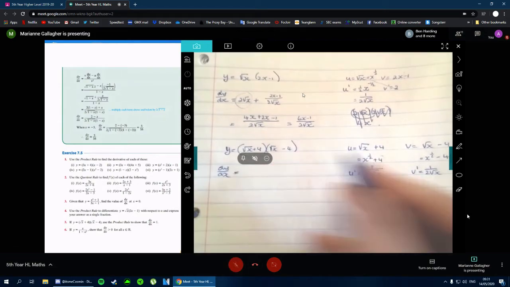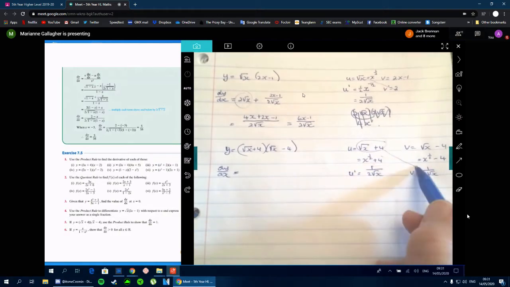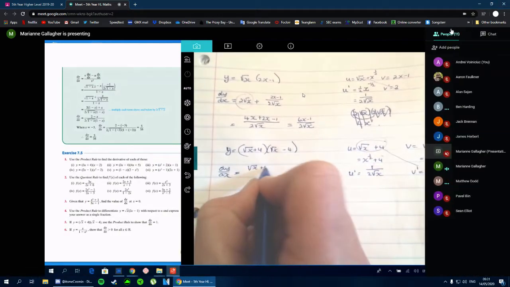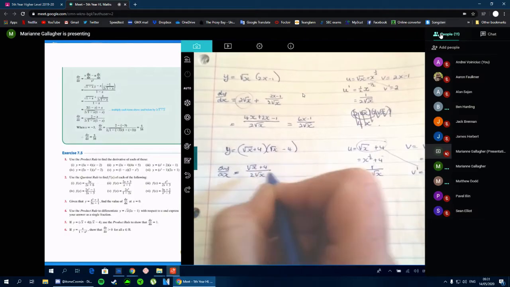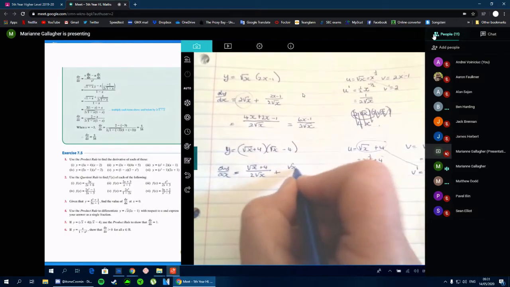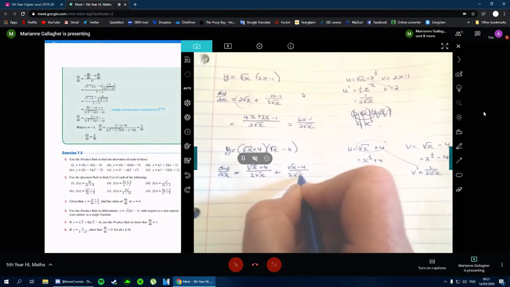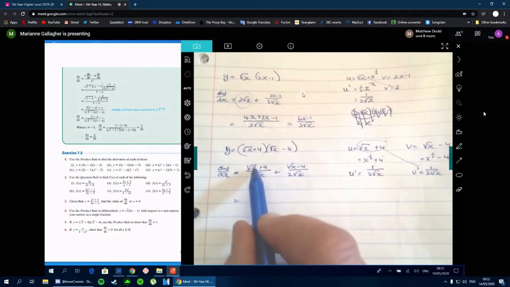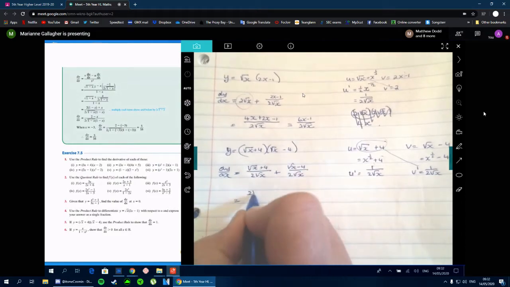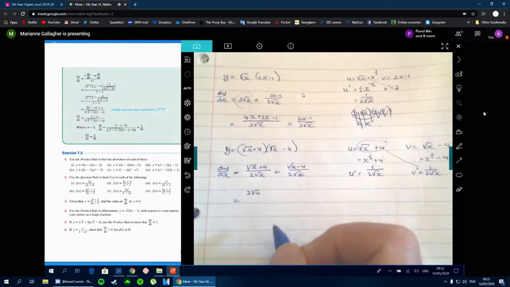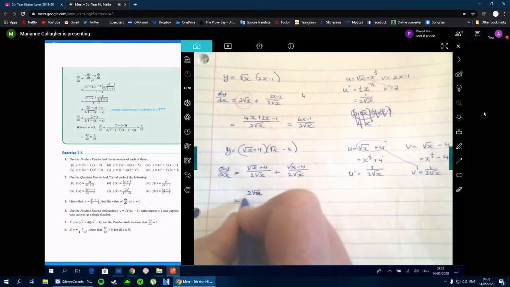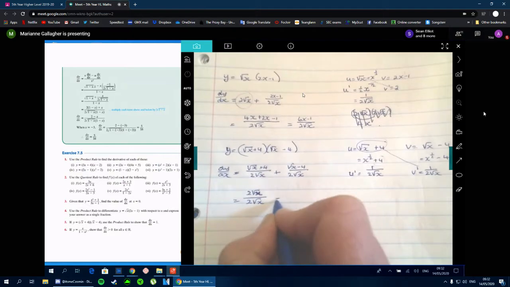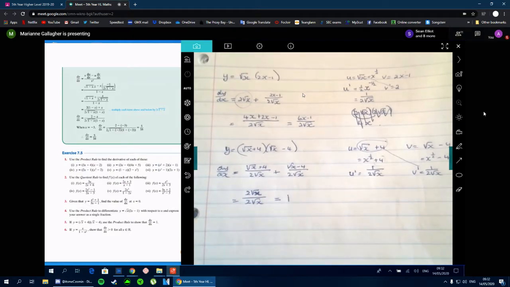So then dy dx is crisscross, so it's root x plus 4 is u over 2 root x, plus the other one, root x minus 4 over 2 root x. And because we have a common denominator, we can just add the numerators. So you've got root x plus root x, so that's 2 of those. And you've got 4 minus 4 is 0. And then your denominator is 2 root x. And that's one thing over itself, which is equal to 1. Okay?